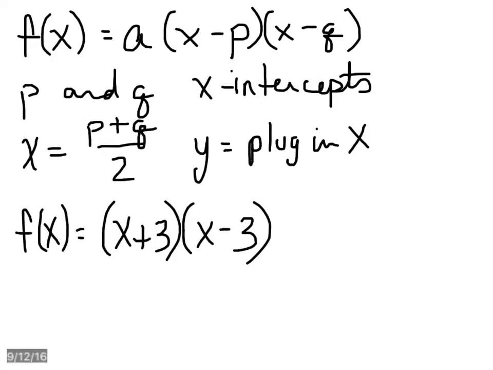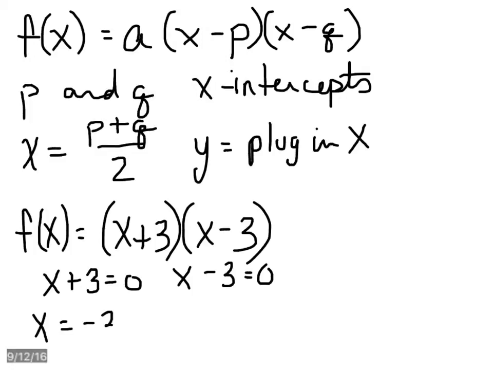In order to get your P and Q, all you do is set each of your parentheses equal to 0 and solve. So x plus 3 equals 0, x minus 3 equals 0. What do I get? X equals negative 3 and x equals 3. What we just found there is the x-intercepts.